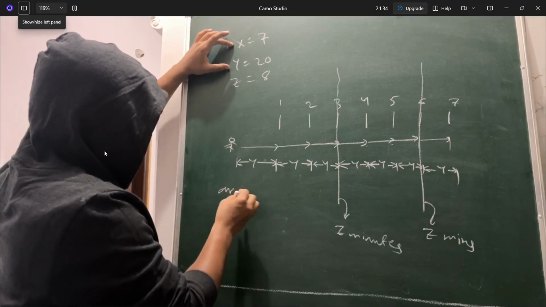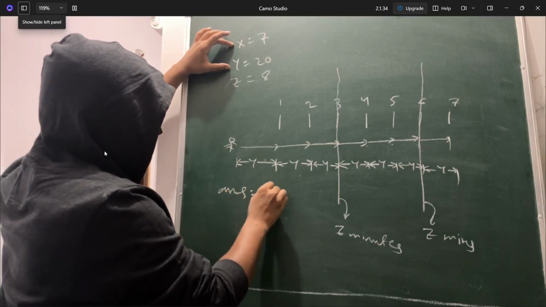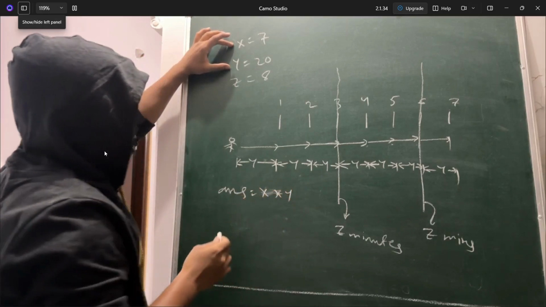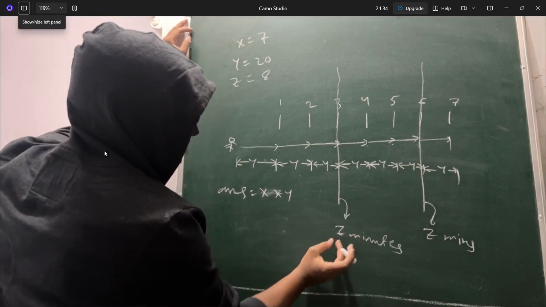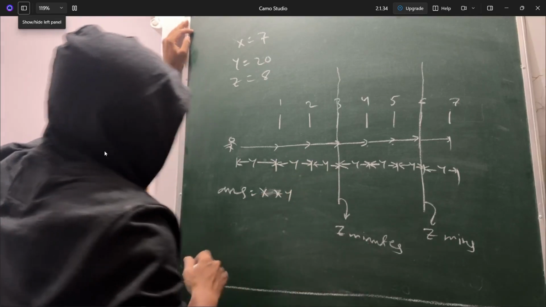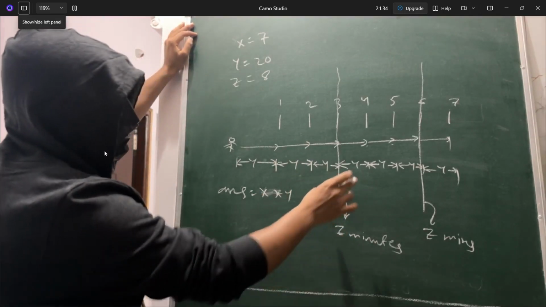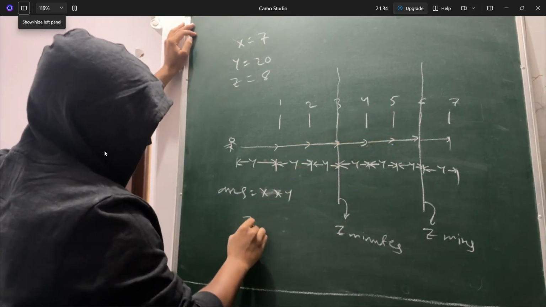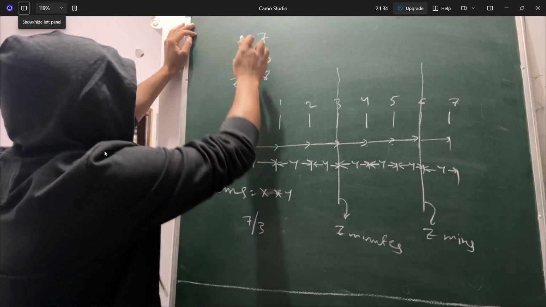answer definitely will be x into y. This is the answer, but again we'll have to check, we'll have to add the z minutes after each 3 levels. So in order to find that, in this case what I'll be doing is basically we'll have to take 7 divided by 3. Why 7? 7 is the number of levels.